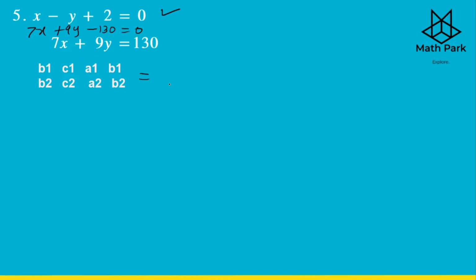So we have b1 is minus 1. Coefficient of y here is minus 1 and b2 is 9. C1, C2 are the constants, which is 2 and minus 130. And A1, A2 is the coefficient of x, which is 1 and here it is 7. So it is 1 and 7. And again, last we have B1, B2, so minus 1 and 9.